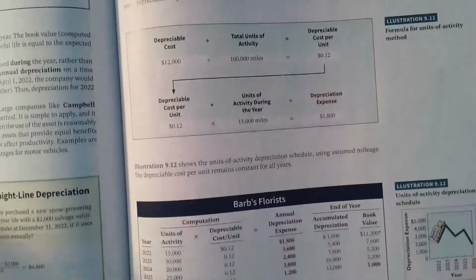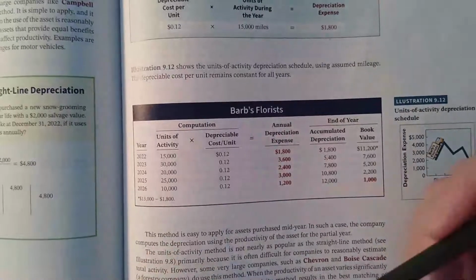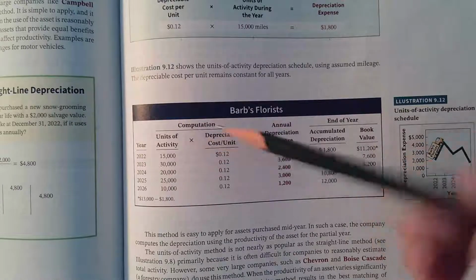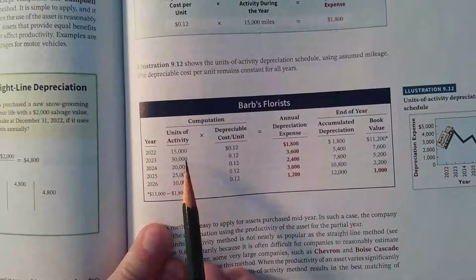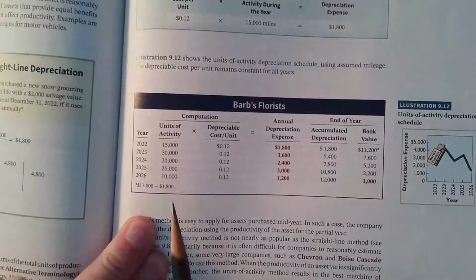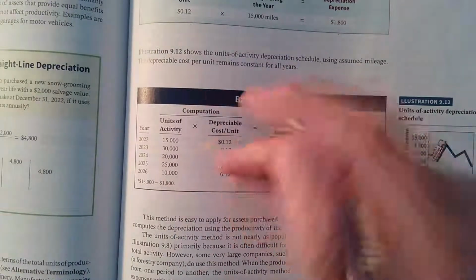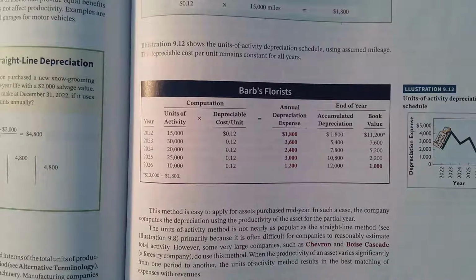Again, this works really well when you're doing a schedule. So I'm going to just come down here in the book and show you the schedule. What they've given you here is the amount of miles. So units of activity in this case would represent miles. So these are the miles they plan on driving every year, right? And notice it's kind of changing every year. So it's 15,000, then it's 30,000 in 2023, and then in 2025 it's 25,000.